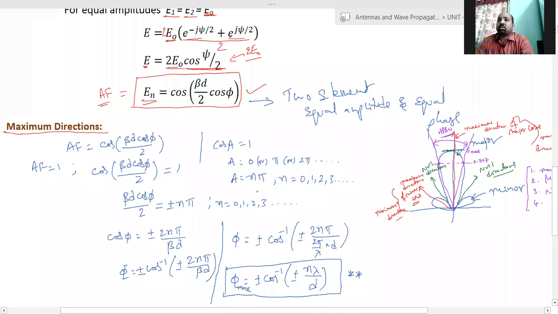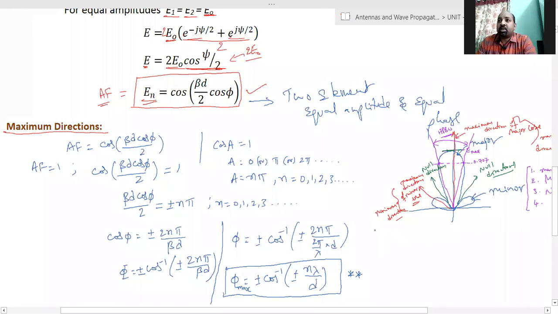In my last class, I discussed the two-element array. What is the condition? Equal amplitude, equal phase, right? As I said, to draw the radiation pattern, what do we require? We require the array factor, the maximum directions, the minimum directions, and the half power point directions. So four things we require.